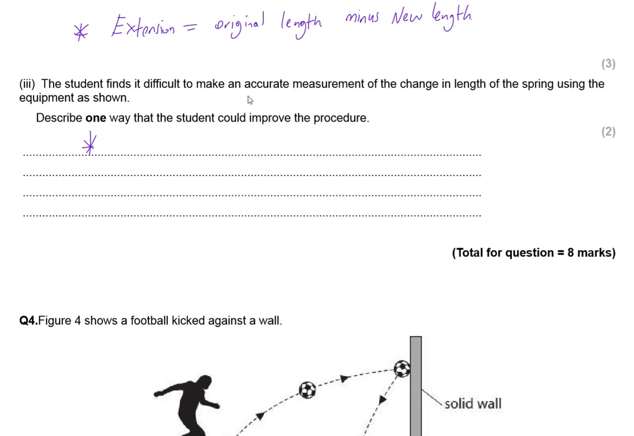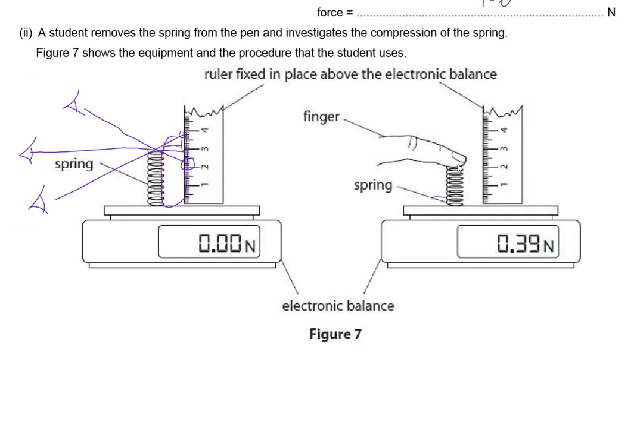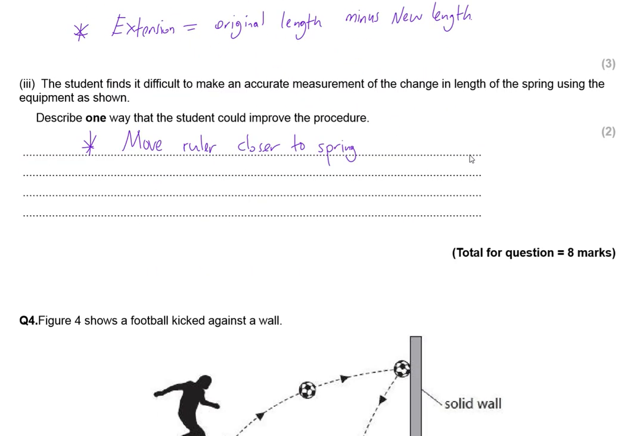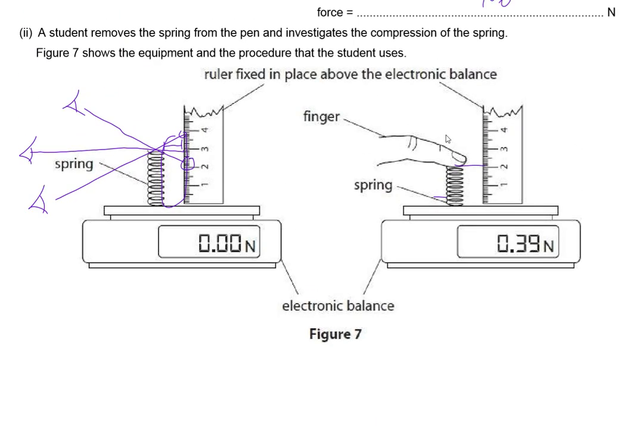So what you want to do is the following. The first thing is you want to move the ruler closer to the spring. This way you know exactly where the level is going to be. Now the second thing is, what's happening here is the student is the one compressing it.